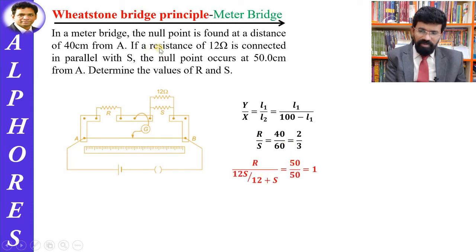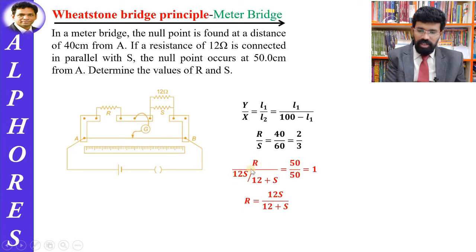And what was the next condition? If a resistance of 12 ohms is connected in parallel with S, the null point occurs at 50 centimeters from A. So now I'll assume that the 12 ohm resistance is connected parallel to S. In the parallel combination, the effective resistance will be replaced in place of X. In place of Y, the same R will be replaced. The effective resistance of two resistors R1 and R2 in parallel is R1 R2 by R1 plus R2. R1 is 12, R2 is S, so it is 12S by 12 plus S. The null point is at 50 centimeters, so L1 is 50, and 100 minus 50 is again 50. So 50 by 50 gives 1.